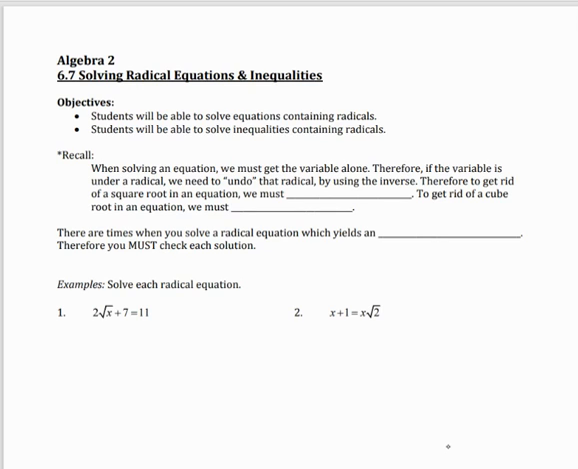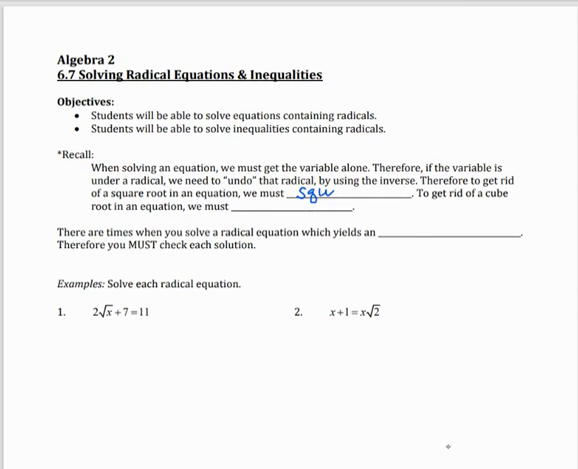When solving an equation, we want to get our variable alone. Therefore, if a variable is under a radical, we need to undo that radical. We need to get rid of it. So we use the inverse. The inverse of a square root is to square it. Now just remember, if we square one side, we have to square the other side.